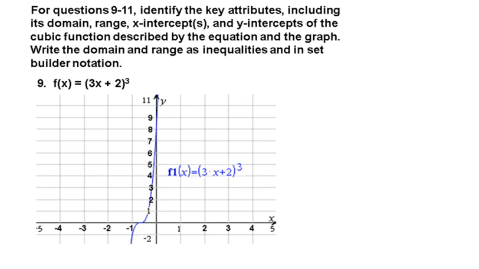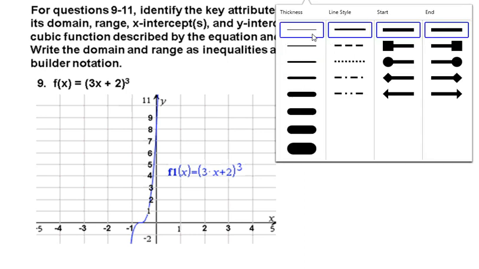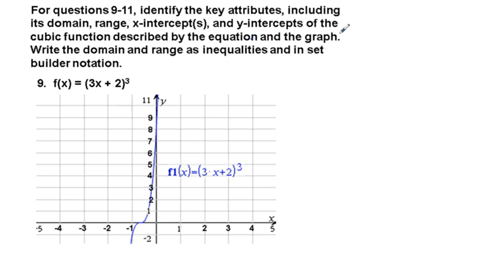We'll go to 9. For questions 9 through 11, identify the key attributes, including the domain, range, x-intercepts, and y-intercepts of the cubic function described by the equation in the graph. Write the domain and range inequalities and in set builder notation. Again, I'm not really a particularly great fan of set builder notation, but in inequality notation, our domain is going to be x is all real numbers. So greater than negative infinity, less than infinity.